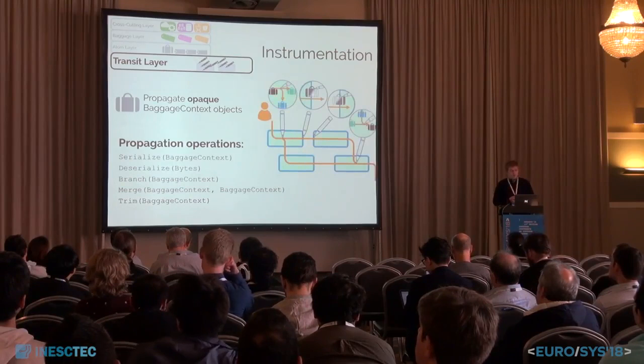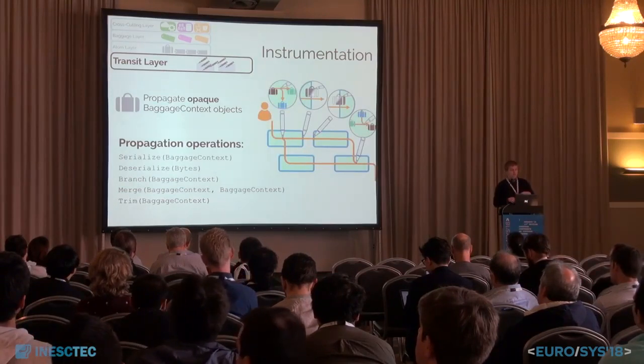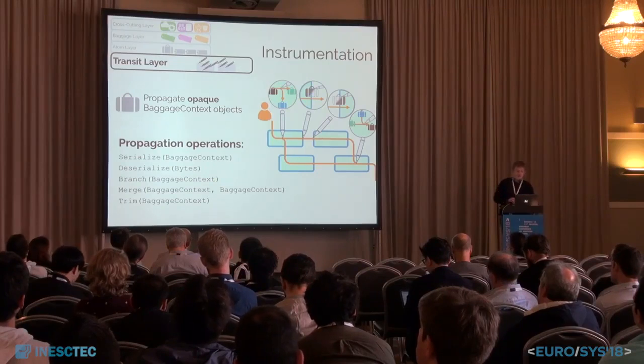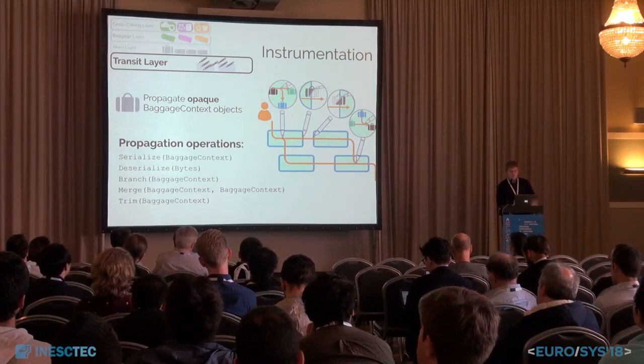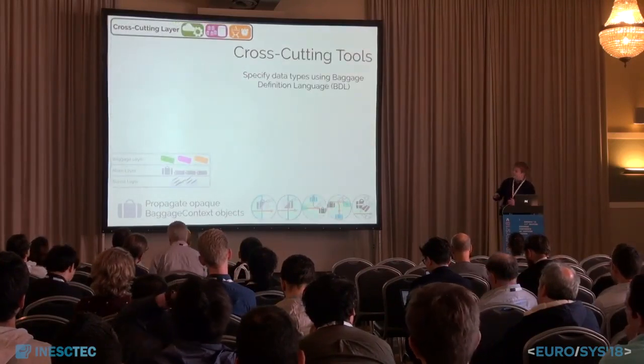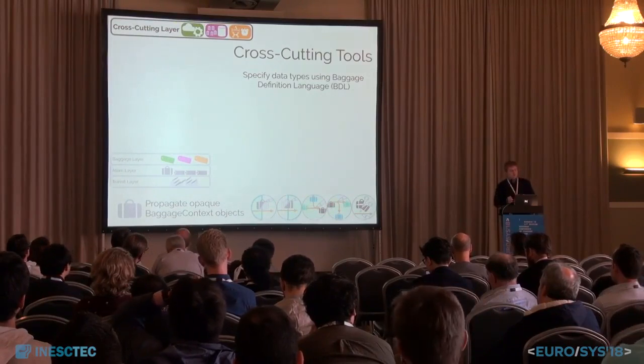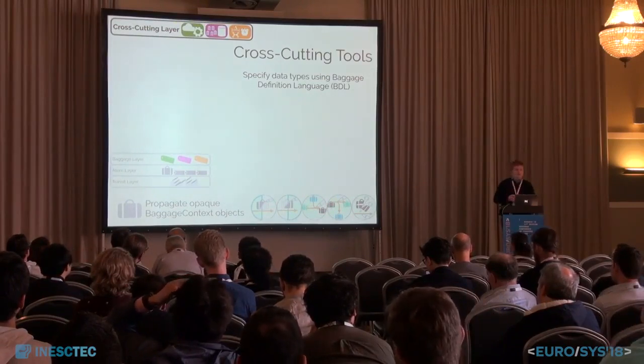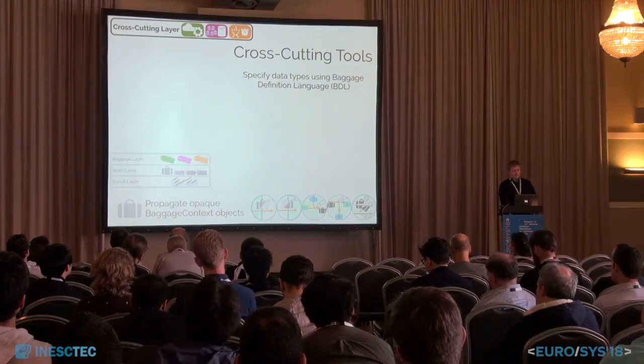So that's all we need for instrumenting systems. All of these operations treat baggage contexts as opaque objects, so that instrumentation isn't bound to the data of any particular cross-cutting tool. If we now move to the topmost layer, here cross-cutting tool developers simply specify what data types they want to be propagated for their tool using BDL.